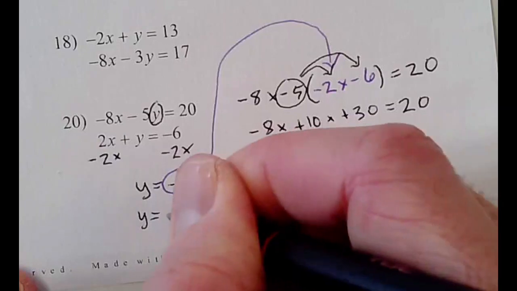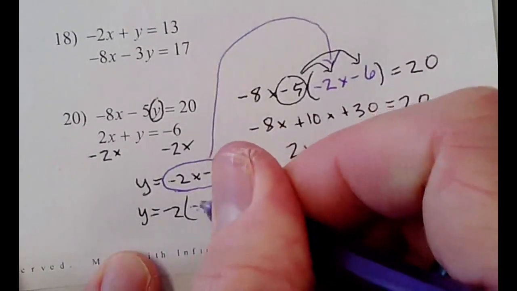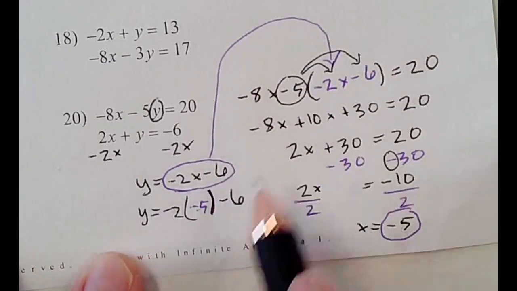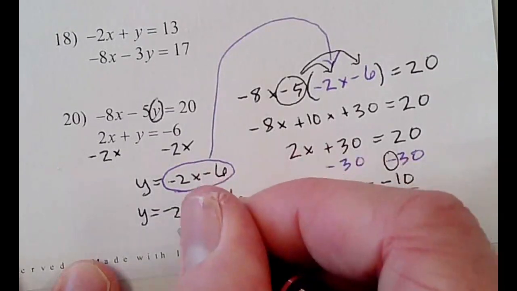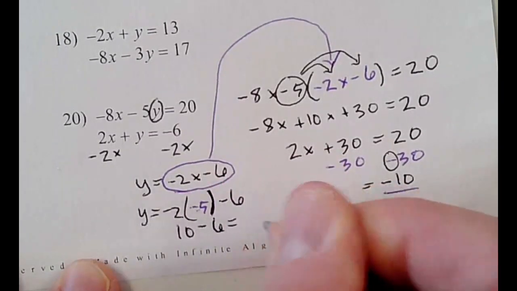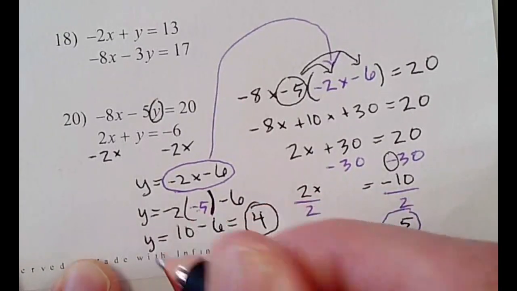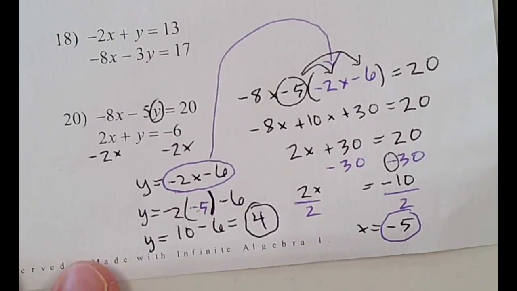So y equals negative 2 times that negative 5. Minus 6. Negative 2 times negative 5 is positive 10. Minus 6 is 4. So that right there is our y. So y equals 4, x equals negative 5.